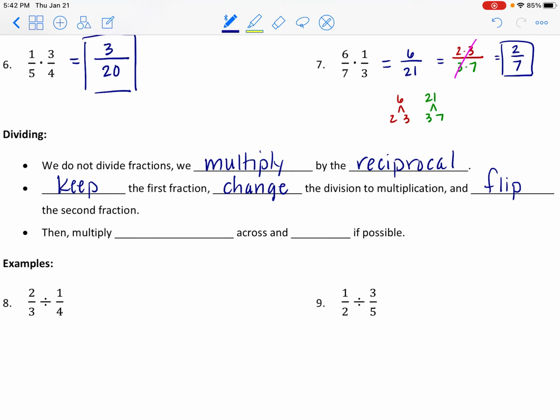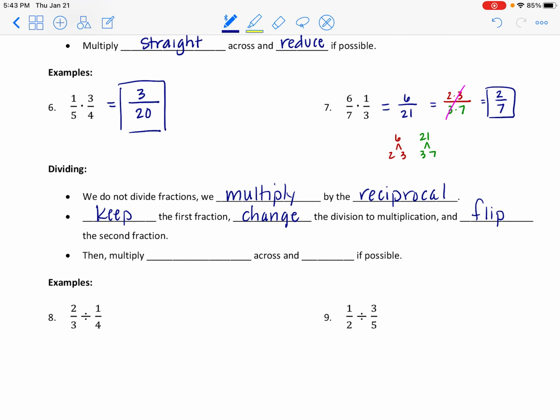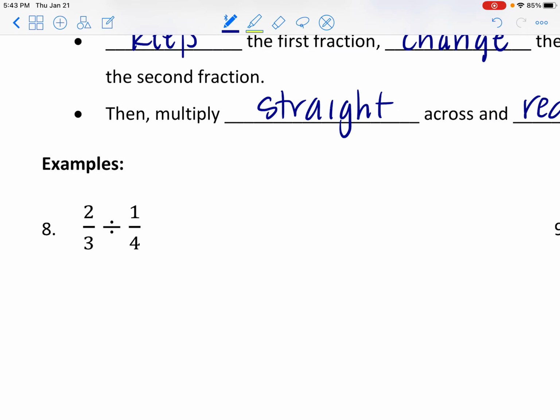So again, we're keeping the first fraction the same, changing our division problem to a multiplication problem, flipping the second fraction, and then once we have a multiplication problem, just like we did a second ago, we multiply straight across the top and bottom and reduce if we can. Okay, so for instance, when we see 2/3 divided by 1/4, that is really 2/3 being multiplied by 4 over 1. So keep this the same, right? This stayed. And then we change the division here to multiplication. And then we flip the second fraction. So 1 over 4 became 4 over 1. So we are keeping, changing, and flipping.